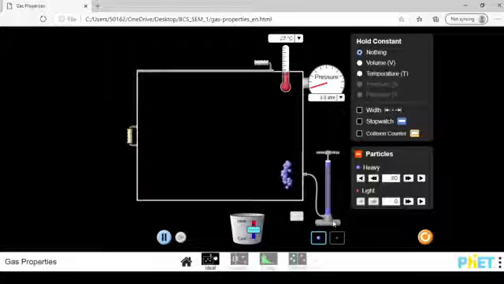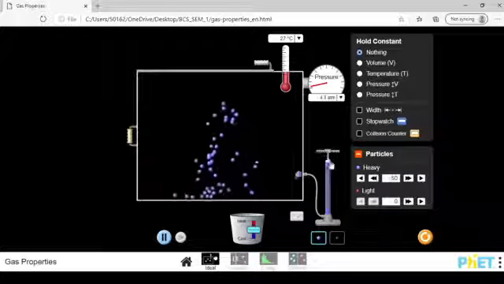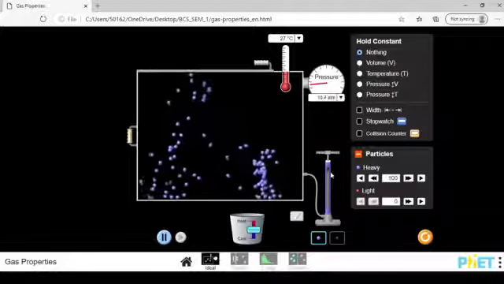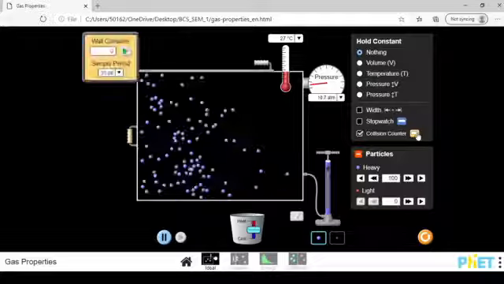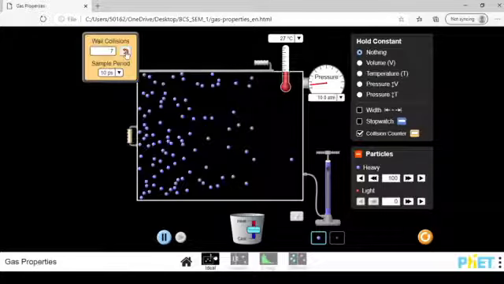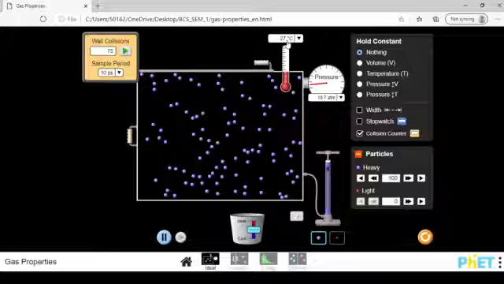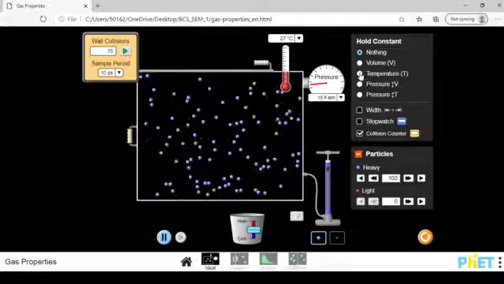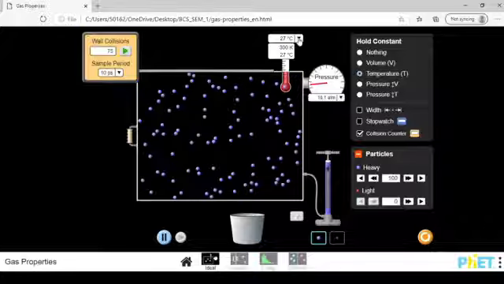Okay, so let's put some particles in there. So there they go. Let me put in the next amount so that it can be much better. Let me also put a collision counter so we can see how many of them are colliding at this present time. Notice that our temperature is 27 degrees. So that's our temperature here.